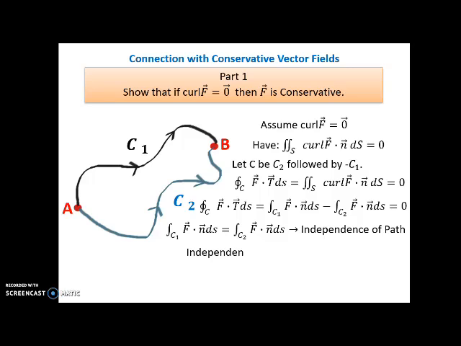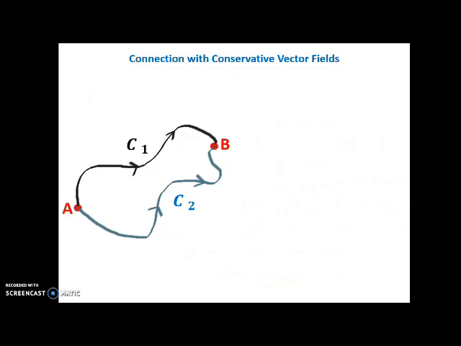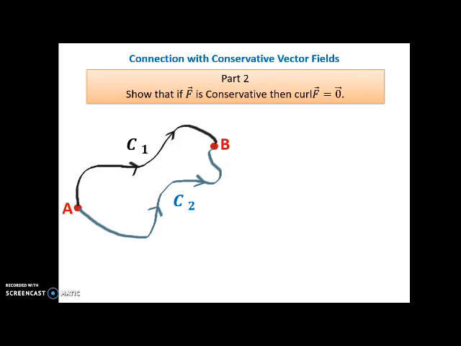And independence of path is equivalent to being conservative, and therefore we have shown that if we assume the curl of f is the 0 vector, then f has to be conservative. Now we're going to go back the other way. We're going to assume that f is conservative and show that the curl then has to be the 0 vector.